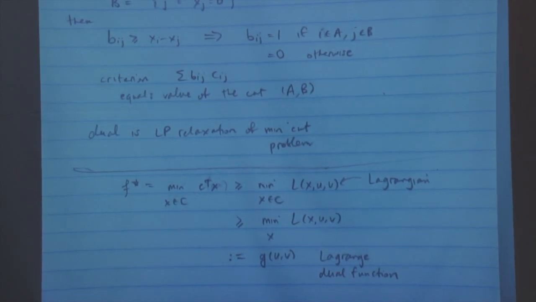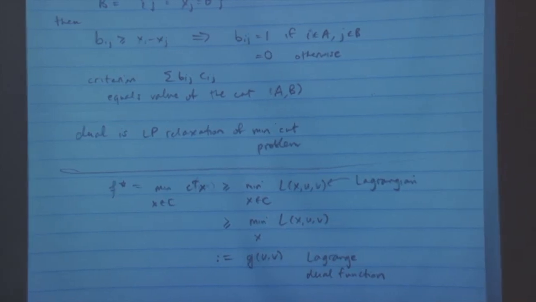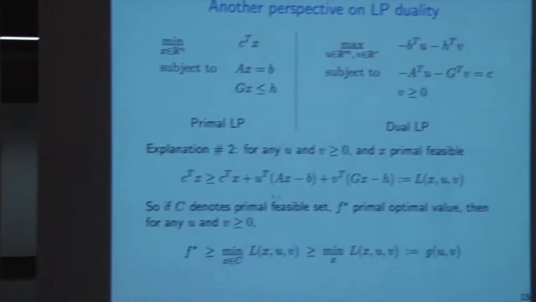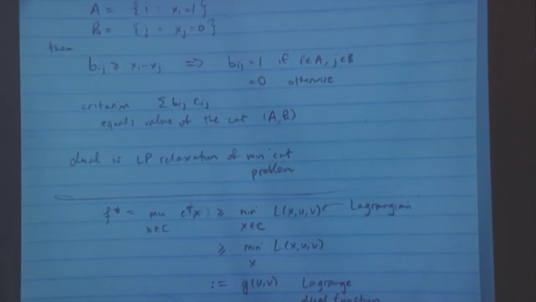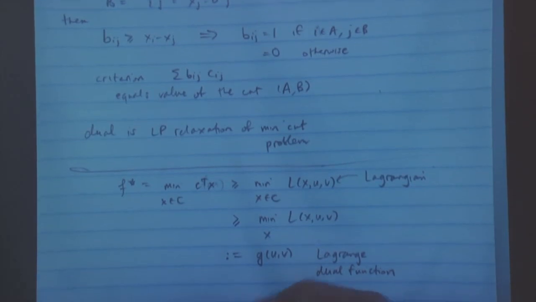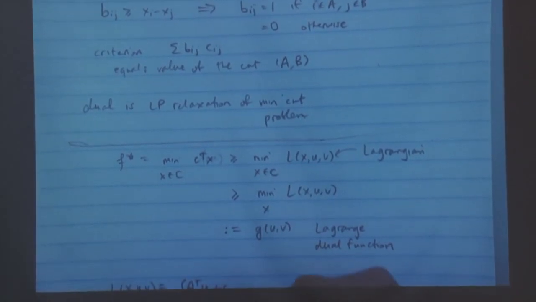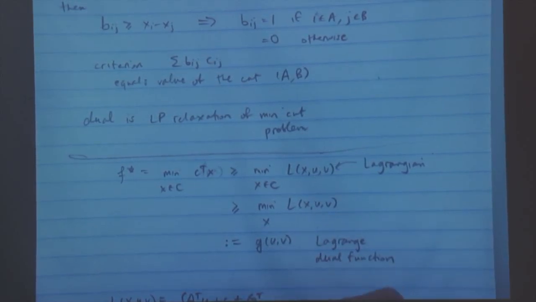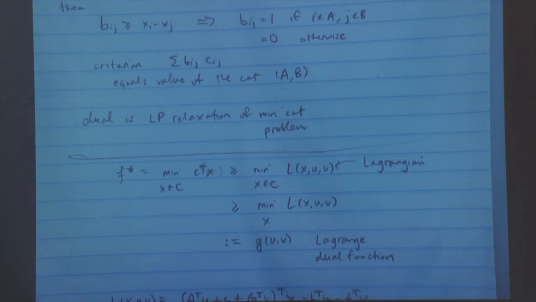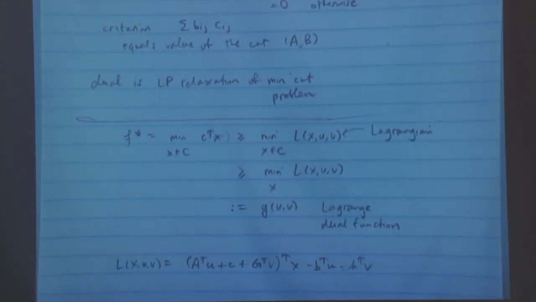In this example, let's just try to minimize this Lagrangian over all x. What was the Lagrangian? Let's just write it out. L(x, u, v) is equal to, let's rearrange it to get all the terms in x: I get (A transpose u plus c plus G transpose v) transpose x. And I also get minus b transpose u minus h transpose v. Just rewrote what I had in the slides.